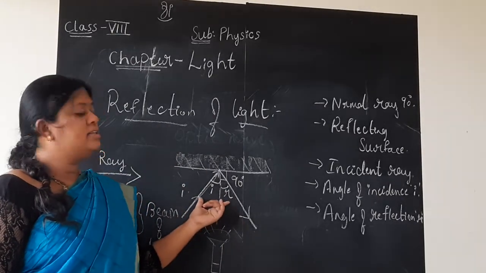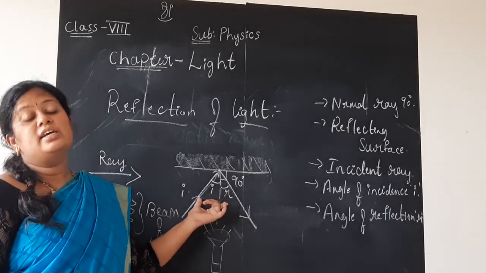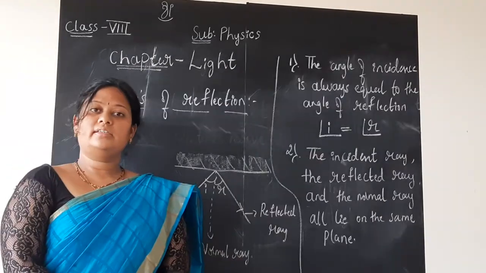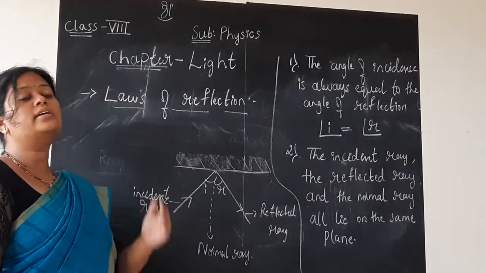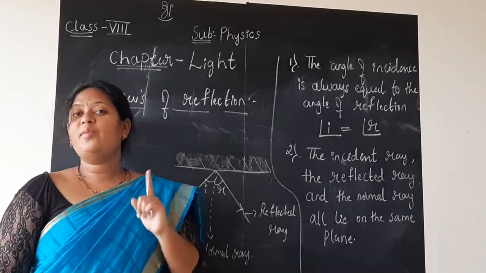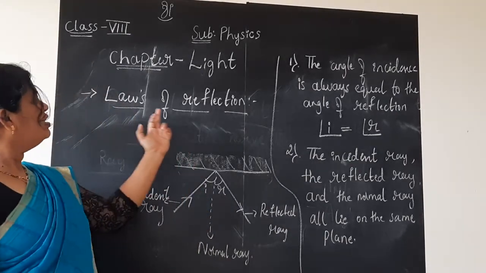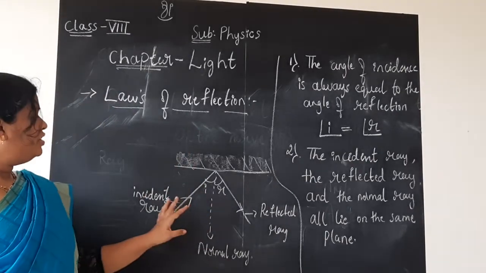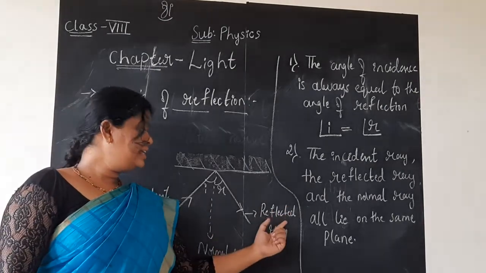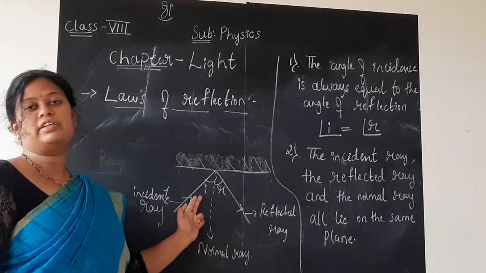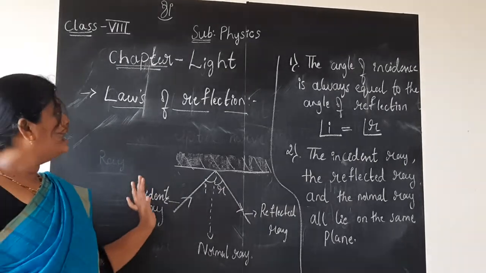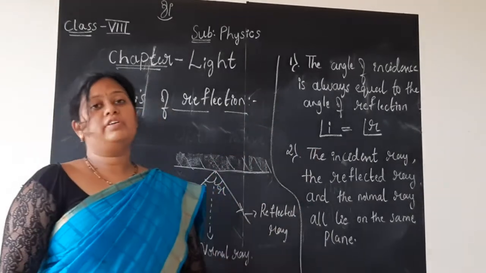So based on these concepts, now we shall study the law of reflection. What is the law of reflection? Next, children, we shall study the laws of reflection. It is LAWS, laws, and not LOSS. After understanding what is incident ray, what is normal ray, what is reflected ray, what is angle of incidence I, what is angle of reflection R, all this, we can easily understand the laws of reflection.